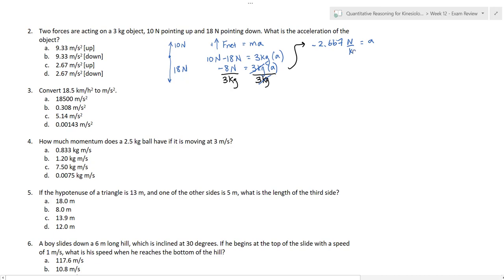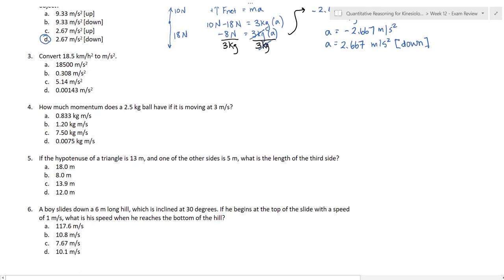Newtons per kilogram is the same as meters per second squared. So we have negative 2.667 meters per second squared. We said up is positive, so since this is negative, we're going to rewrite it without the negative sign, since it implies that the acceleration is pointing down. So the answer is 2.67. We've just rounded it here in the options to two decimal places. 2.67 meters per second squared down. So it's D.